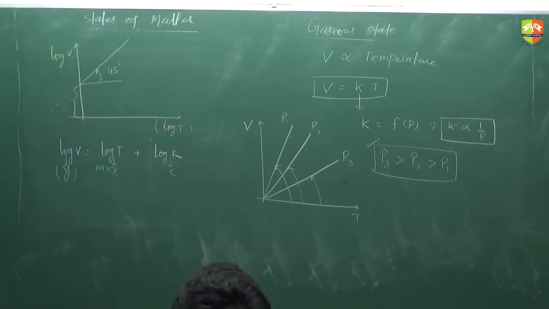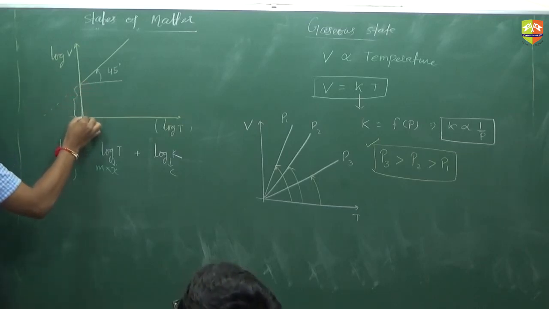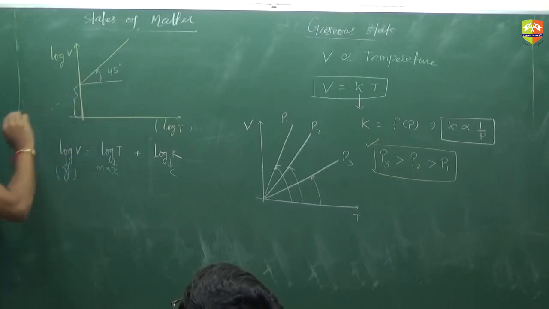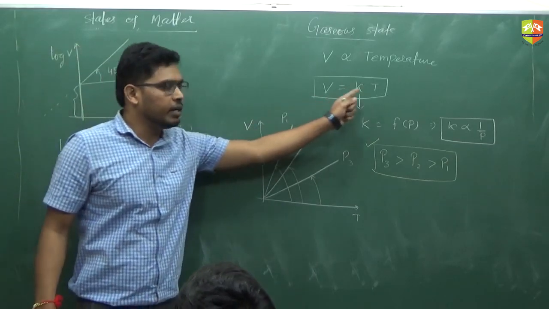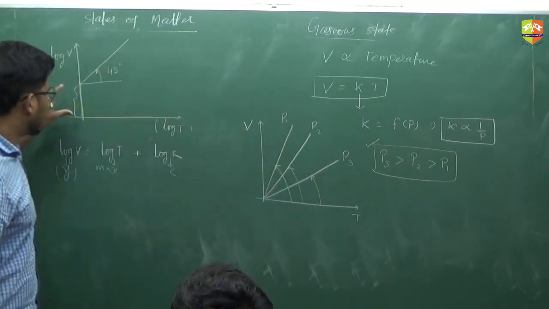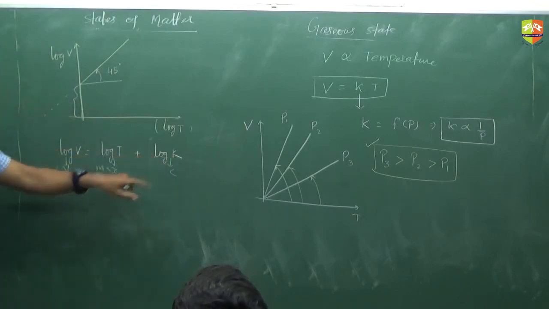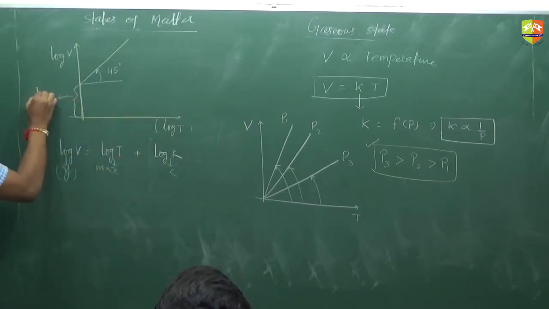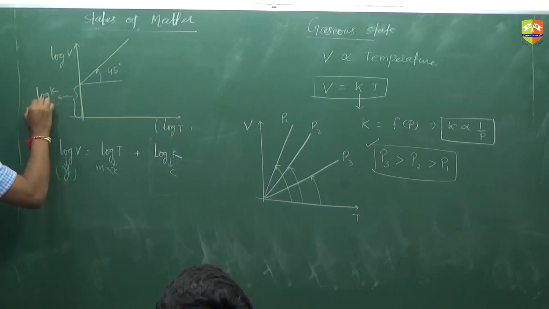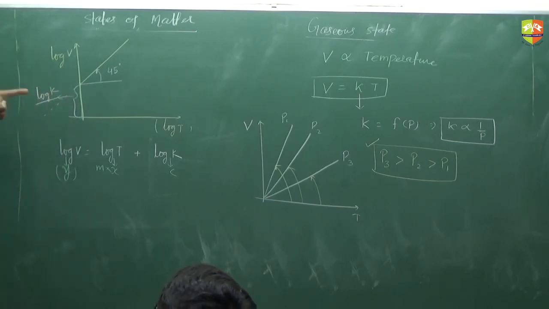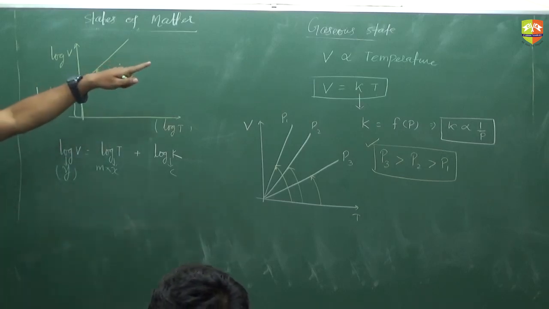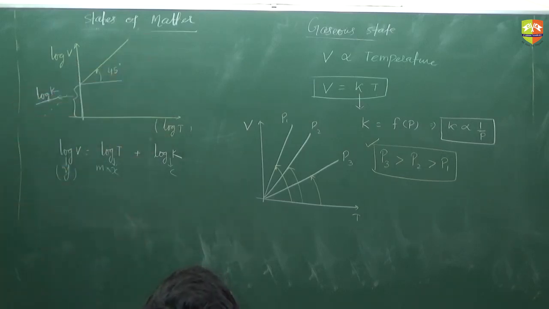Sometimes what happens, they'll give you this distance in the graph. They'll mention this, and you need to write down the expression for V and T. So this gives you log K. This distance is log K. So from here you can find out K, and then you can find out the equation of V and T. And then suppose at a given volume, what temperature we have to find out, that we can substitute there and find out T.